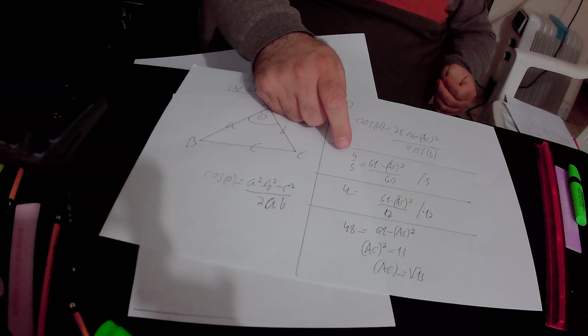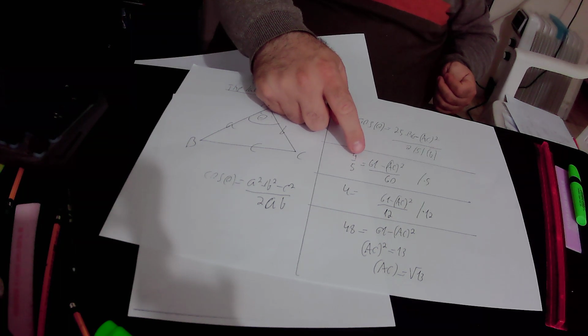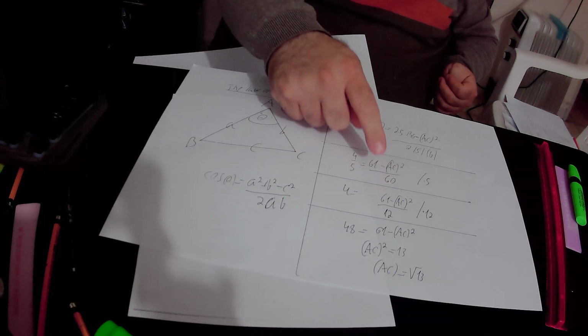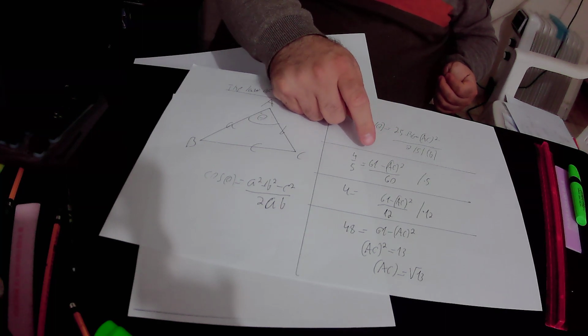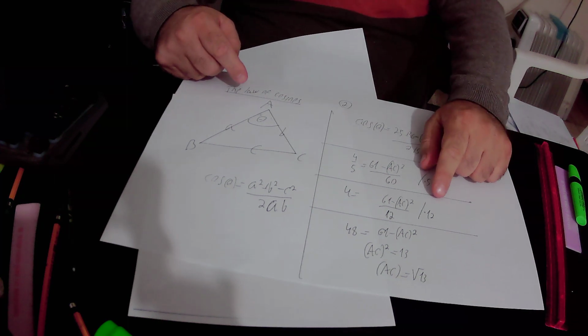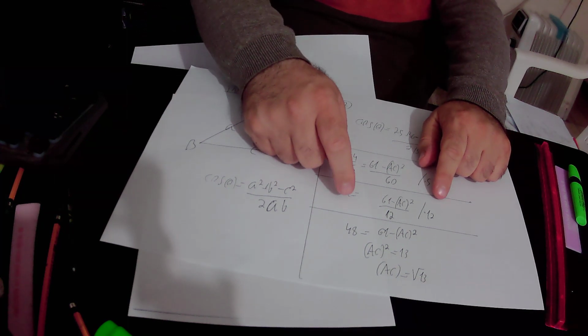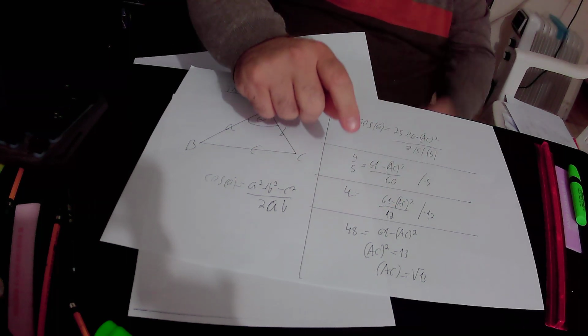We multiplied this equation by 5 and we found out that 4 over 5 times 5 is 4. And here we have 5 over 60. 5 over 60 is 1 over 12. So in the denominator we are left only with 12. So here we have 61 minus AC squared over 12. We multiplied this equation by 12 and found out that 12 times 4 is 48. 48 equals 61 minus AC squared.